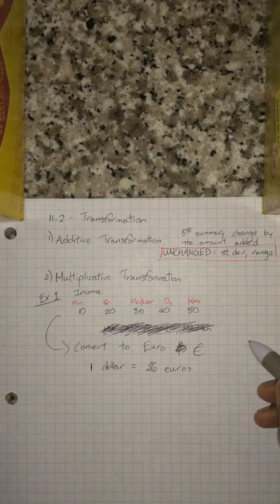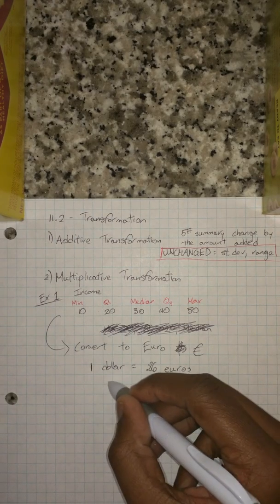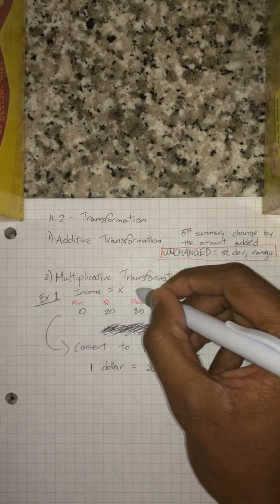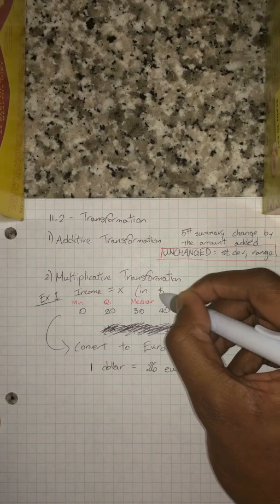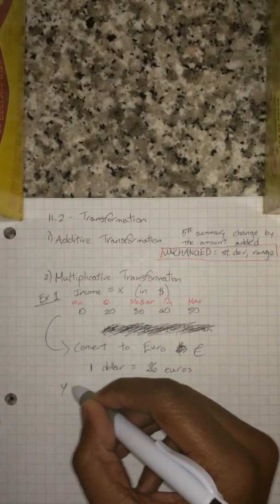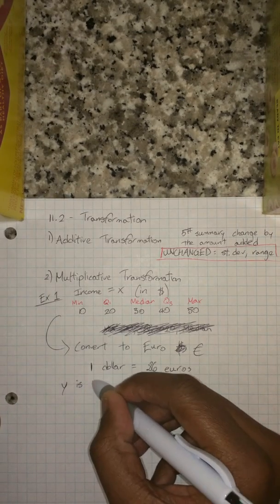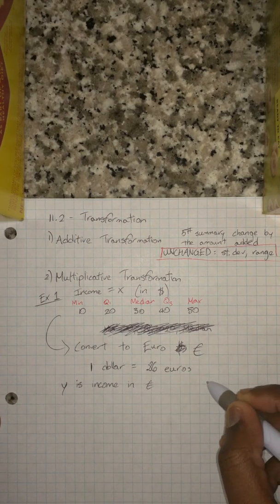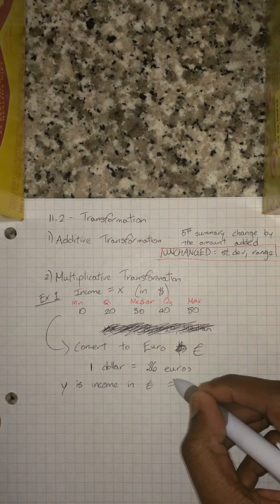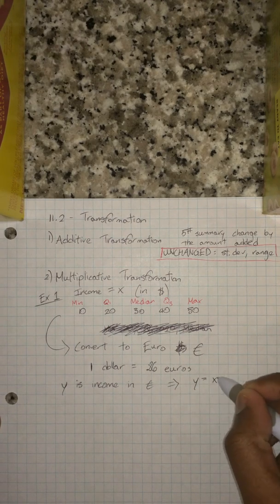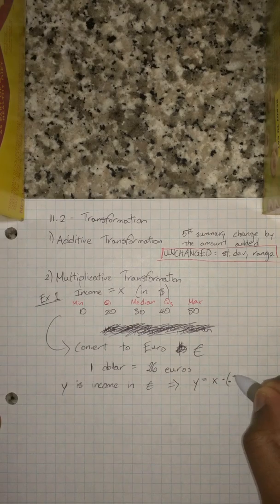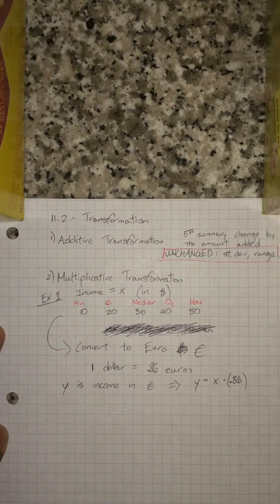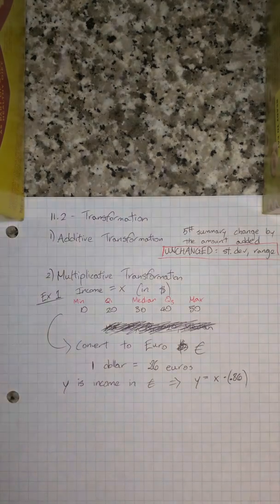So with that in mind, if I want to convert this entire data set, we could think of X as our income in dollars, and Y as my income in euros. So what I need to do is make Y equal to X times 0.86. At this point, I'm going to multiply everything here by 0.86. I thought I had my calculator. Give me a second, folks.